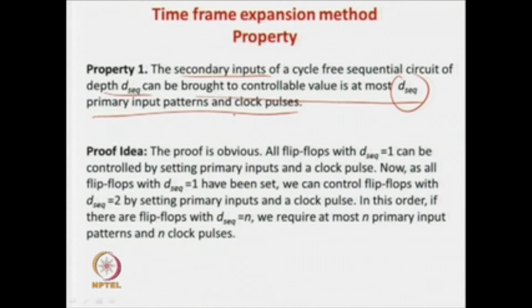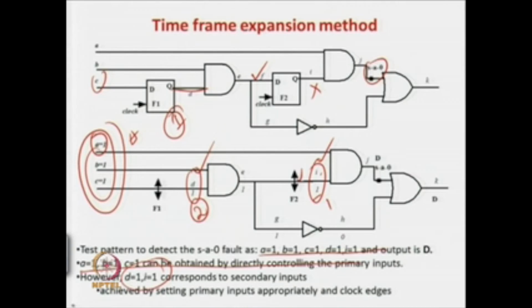So, what we are seeing in the last few examples is that we require some nets. Like in this case, if you look at it, we require to control these two and also these two. Now we can ask how many clock pulses and patterns will be required to do this. The property says that if the maximum depth is 2, you can do it in 2 clock pulses and 2 inputs. Now, how can it be done?